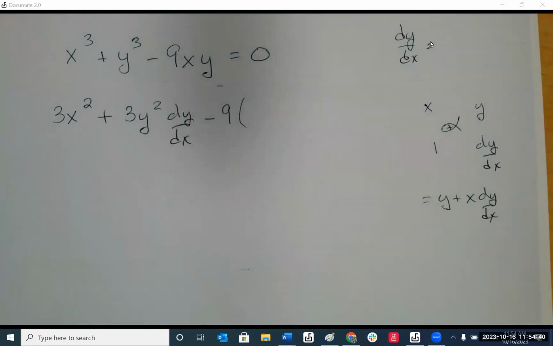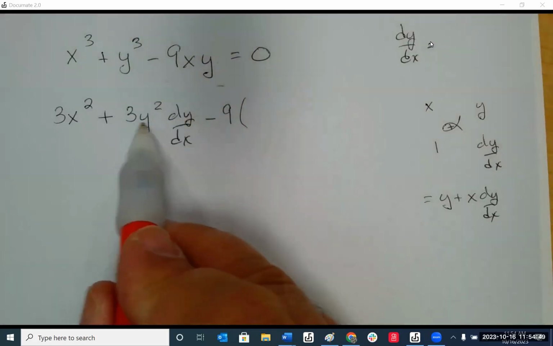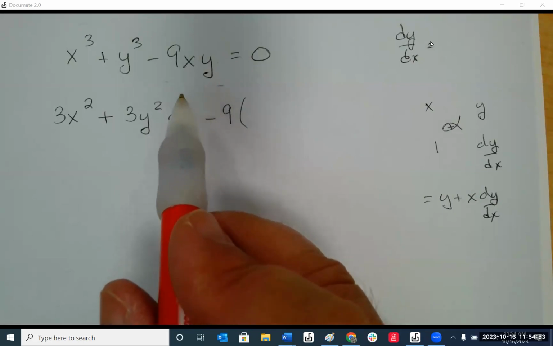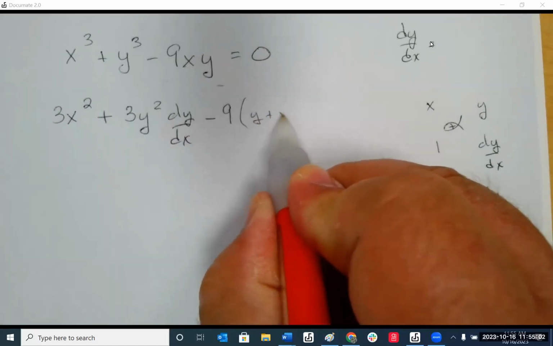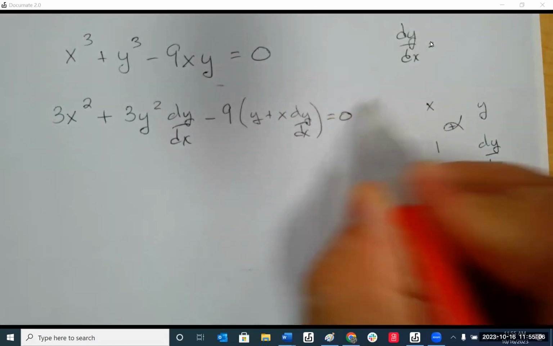If you're sure you won't get too confused, you can always put y prime instead of dy dx. But right here, it'd be a problem. It'd be y squared y prime. You think, now is it y to the 1 or is it y prime? Very easily. So then we have y plus x dy dx equals 0.